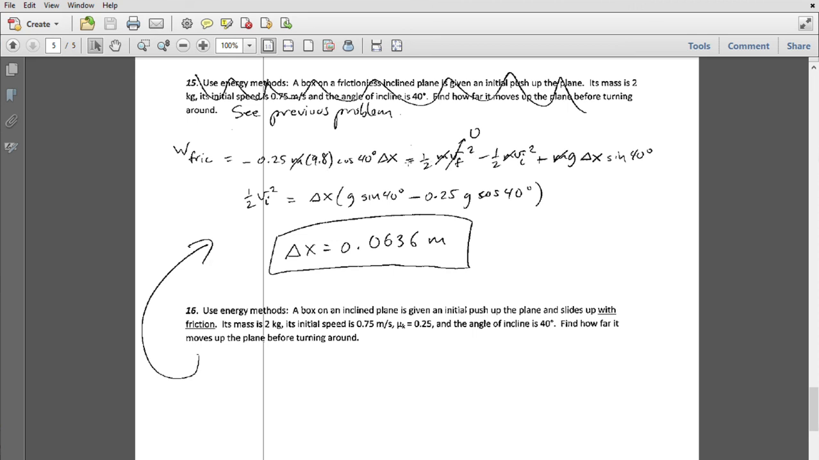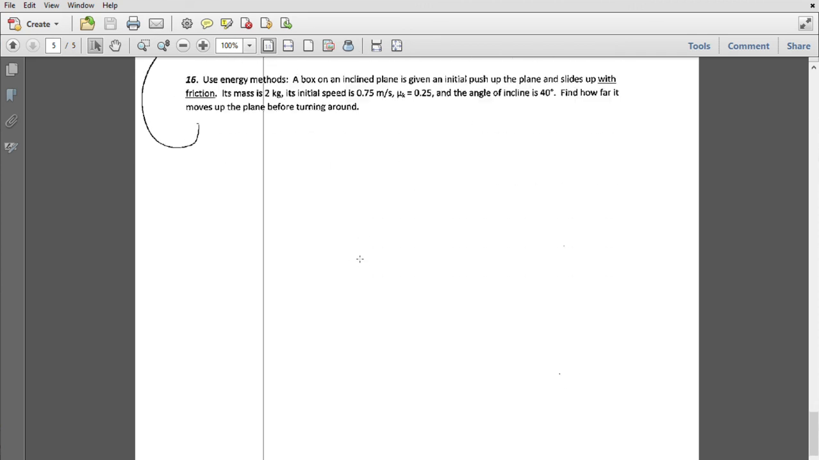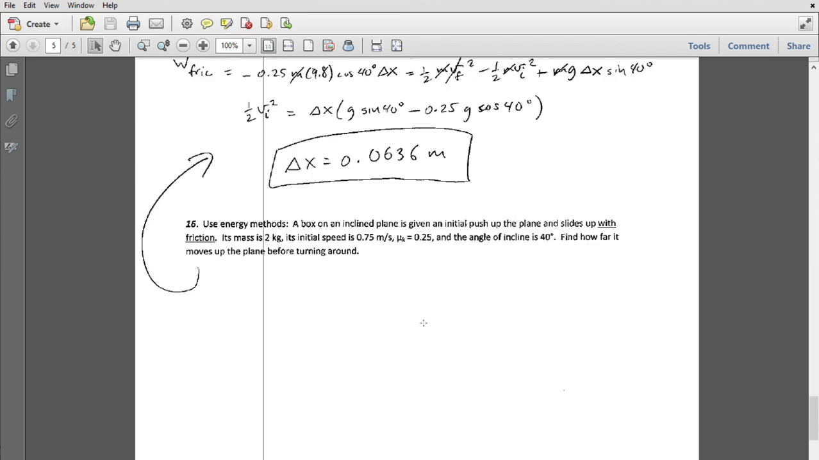Put everything that doesn't involve a delta x on the left-hand side, everything that does on the right-hand side, factor out a delta x and divide by this junk that's multiplying delta x, and you get delta x is 0.0636 meters, or 6.36 centimeters, is the distance it moves up the plane before coming to rest. And that's the end of our long practice worksheet.